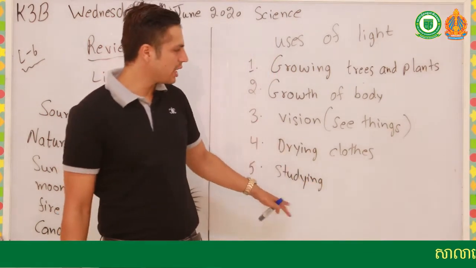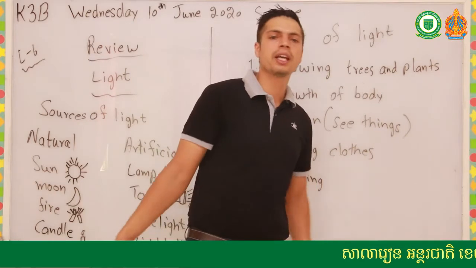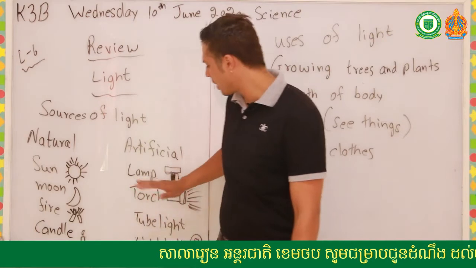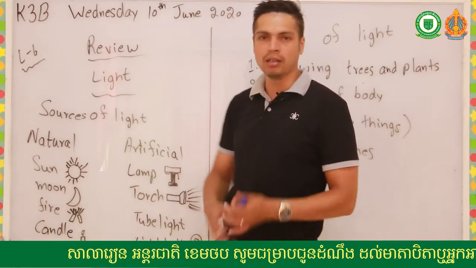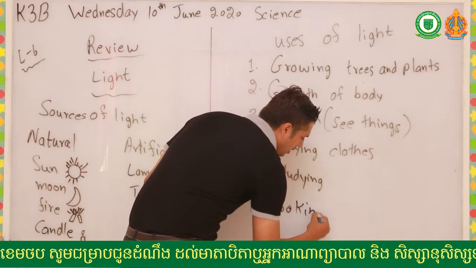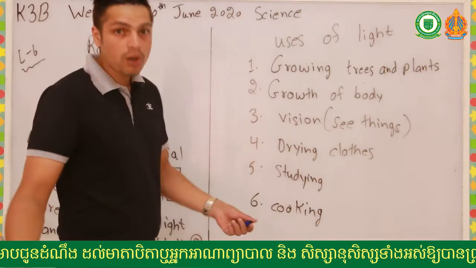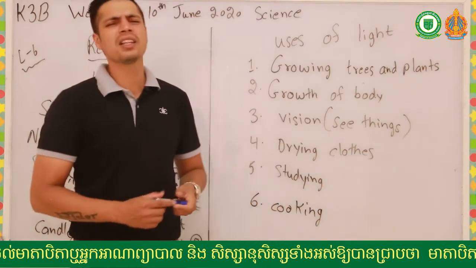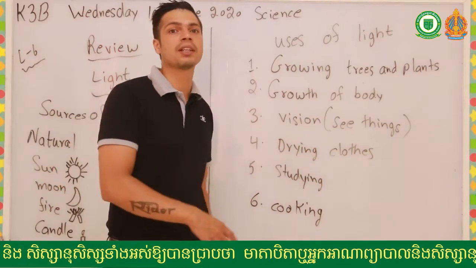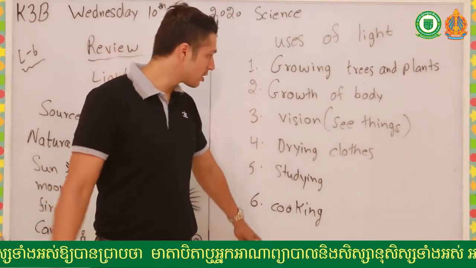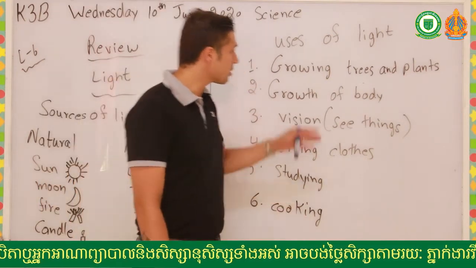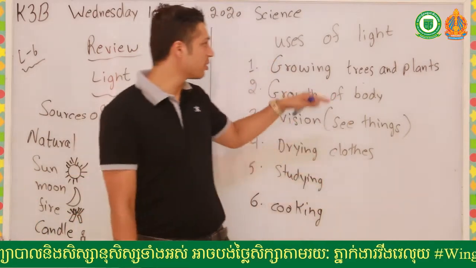Okay, for studying at nighttime, if you want to study, we use artificial lights, like a lamp, torch, tube light, light bulb, and we also use them for cooking at nighttime. When we cook at nighttime we use light. Anything we do at nighttime, because there is no sunlight and moonlight is not enough to see things inside the house, we use artificial lights. So here are some uses of light. This is all about light, sources of light and uses of light.